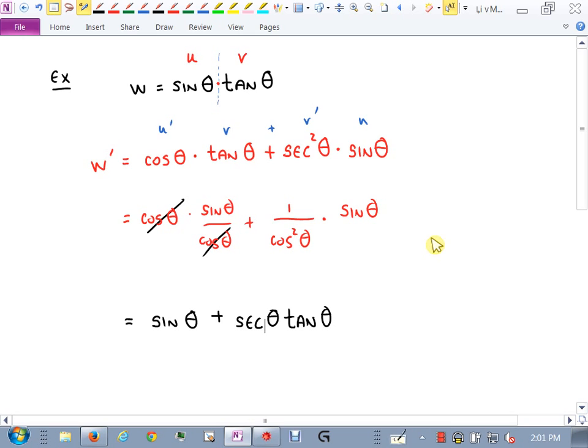Now look, I'm going to give you now the quotient rule. All right? The quotient rule? Y'all ready for quotient?